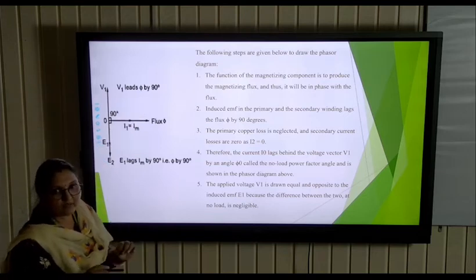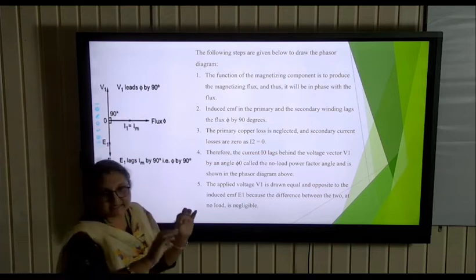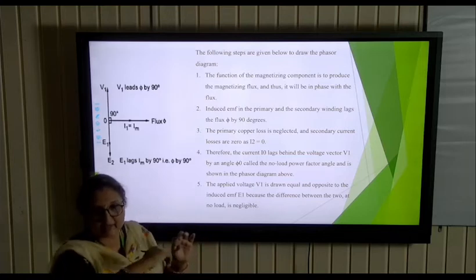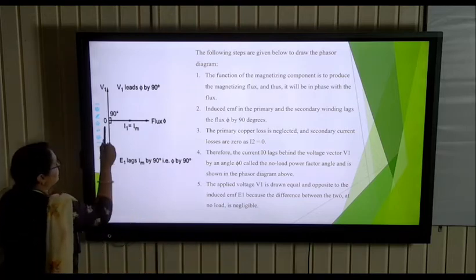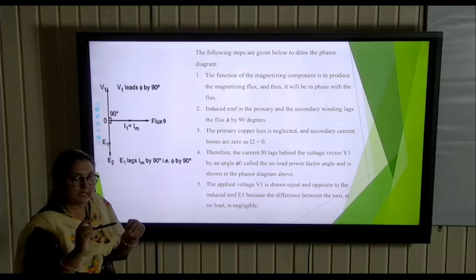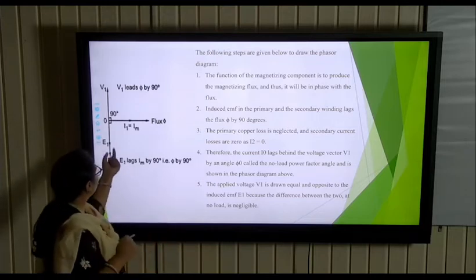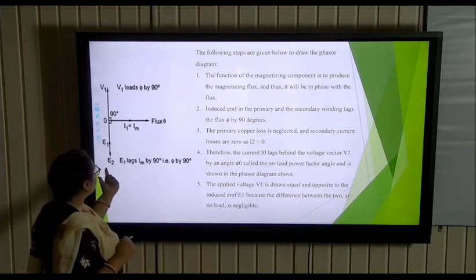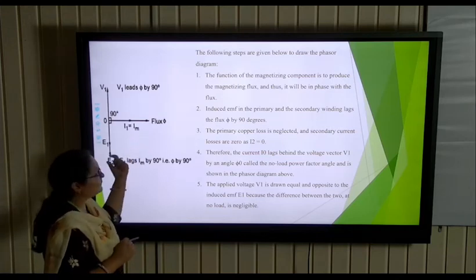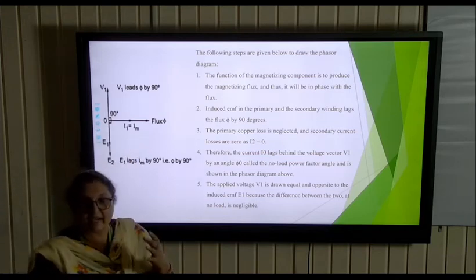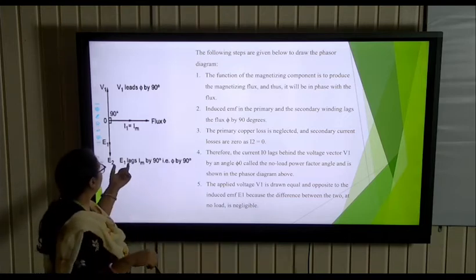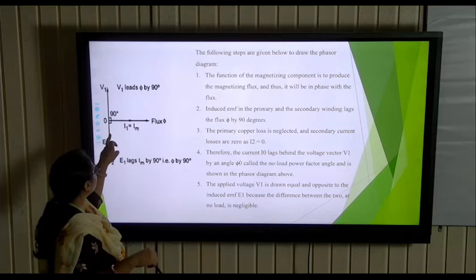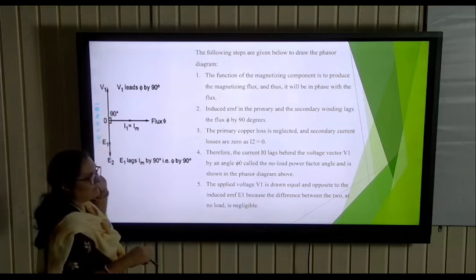On the secondary side, what is going to happen? Since no load is connected, there will be an induced voltage, that is E2. That voltage will always oppose the cause of producing it. This is as per Lenz's law. So this E2 will oppose V1, and it will lag the flux by 90 degrees because your windings are purely inductive. It is exactly opposite to V1.